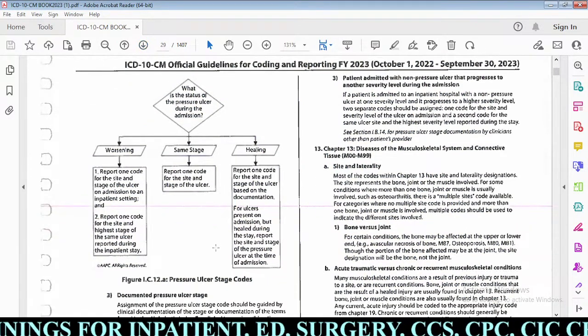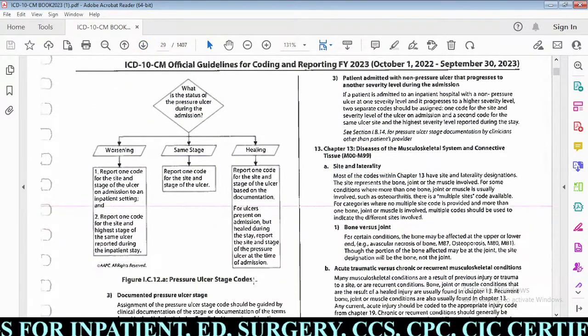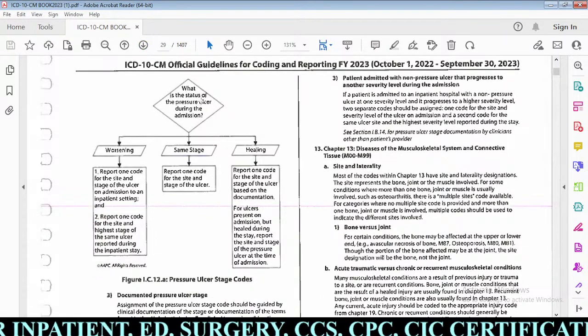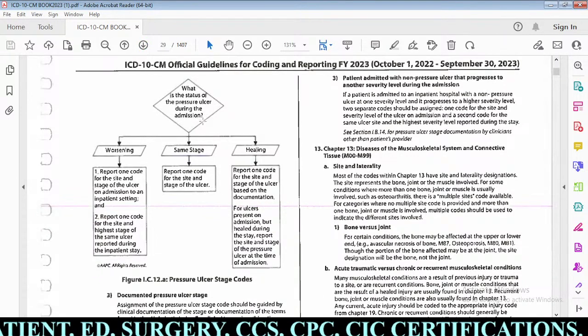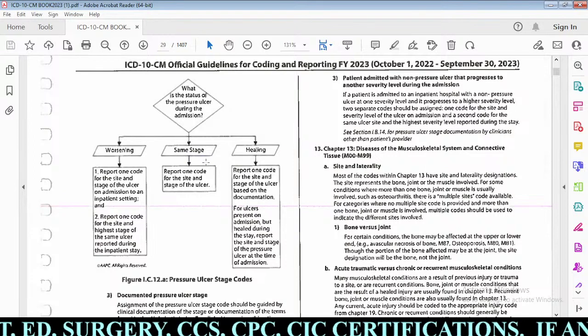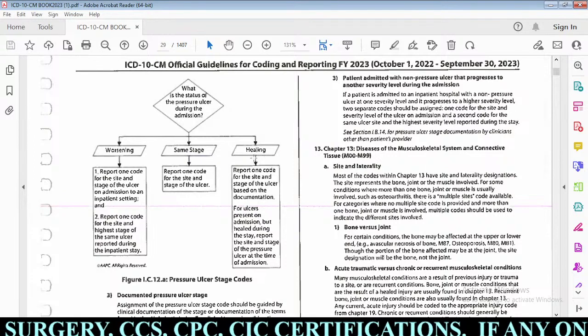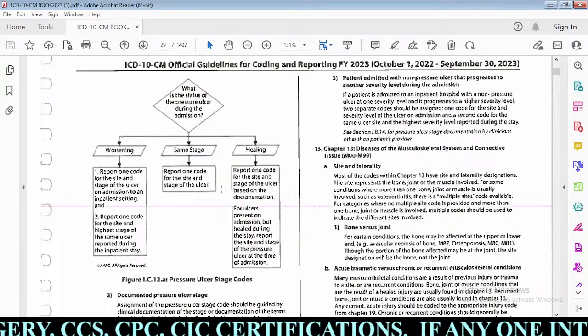We have guidelines related to pressure ulcer stage. Here, what is the status of the pressure ulcer during the admission? It's worsening, same stage, or healing. Based on our documentation, we need to choose one.